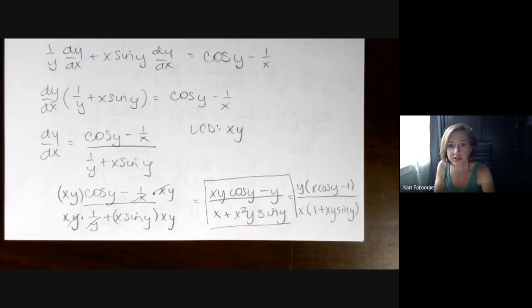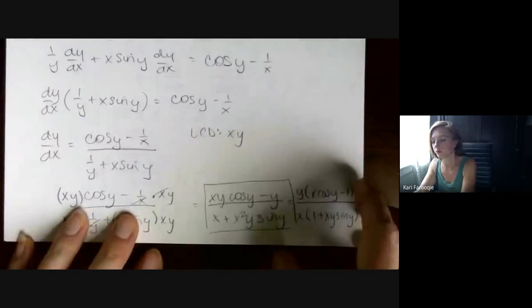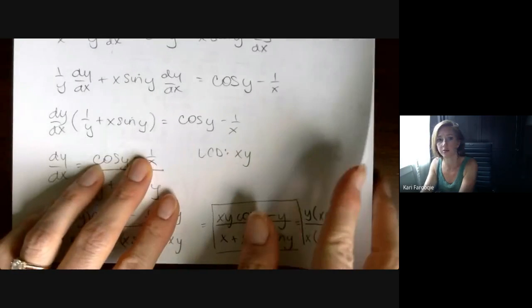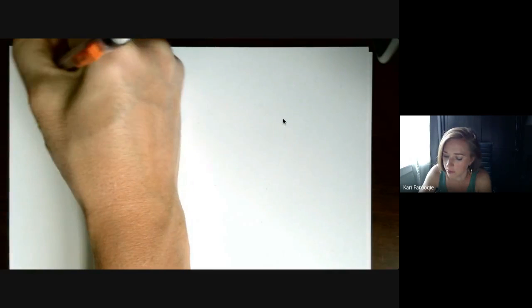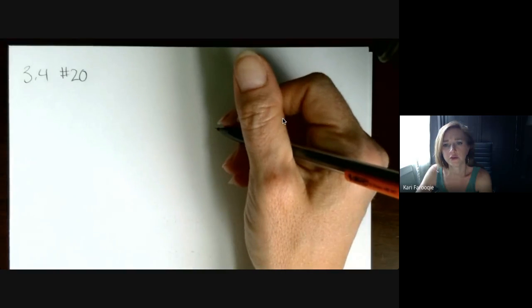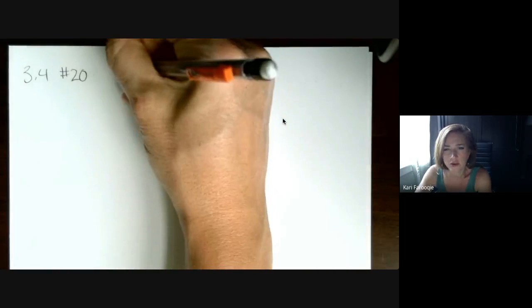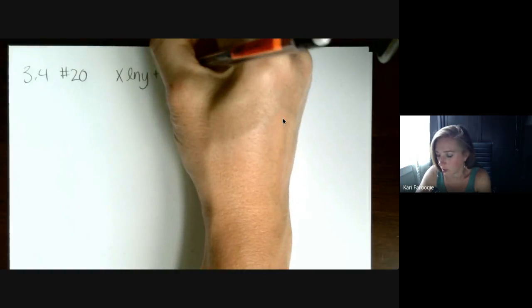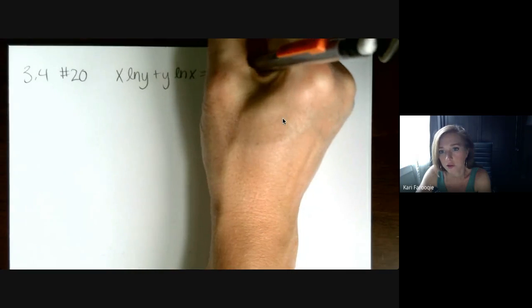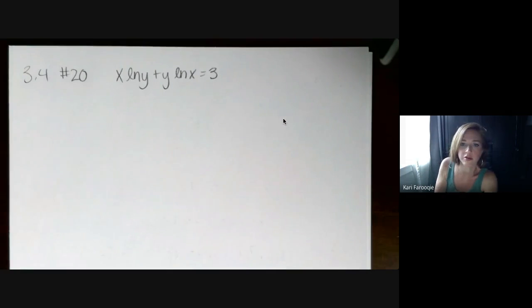Okay, number 20. All right, more natural logs and more implicit differentiation. Always leave some extra space for these ones. Number 20: use implicit differentiation to find y prime. This is x ln y plus y ln x equals 3. Mine's a 3, yours might be a different constant.